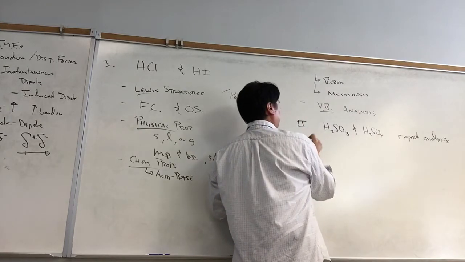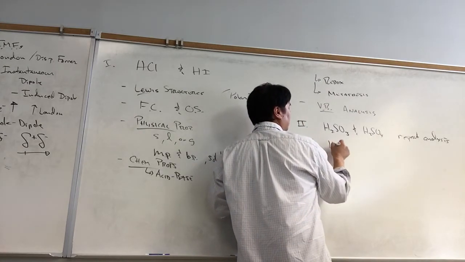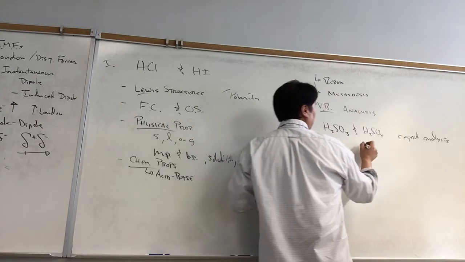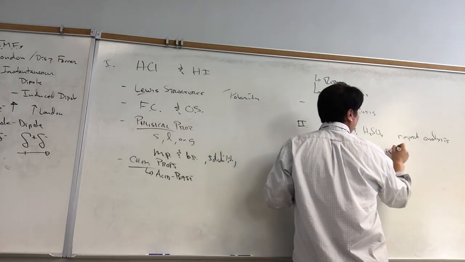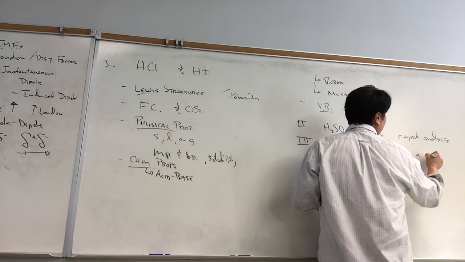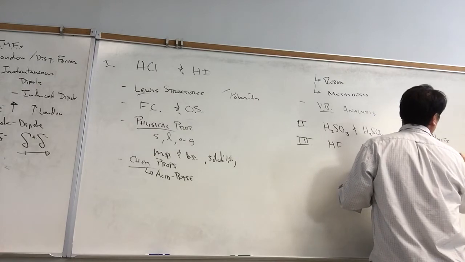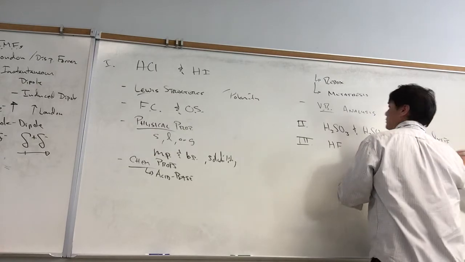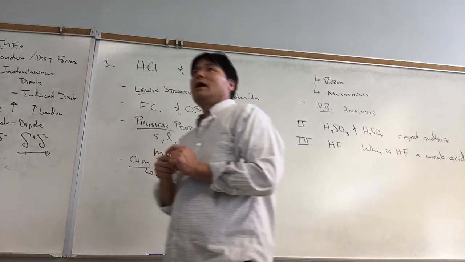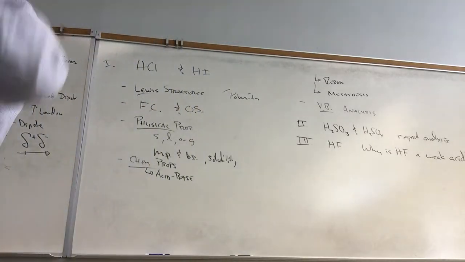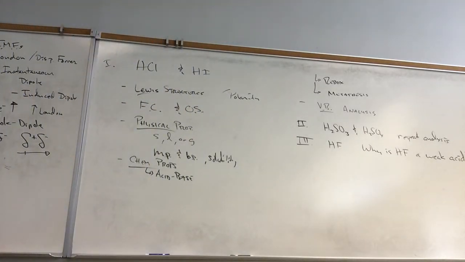And then for 3, we're going to look at HF. The question is, why is HF a weak acid? HI, HBr, HCl, those three are strong acids, very strong acids. But HF, where is that? It's weak.